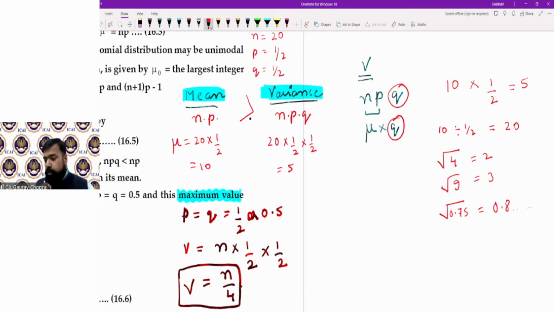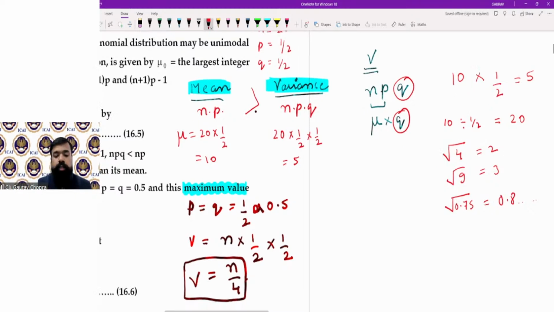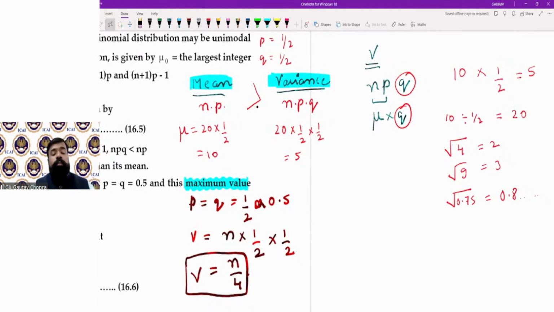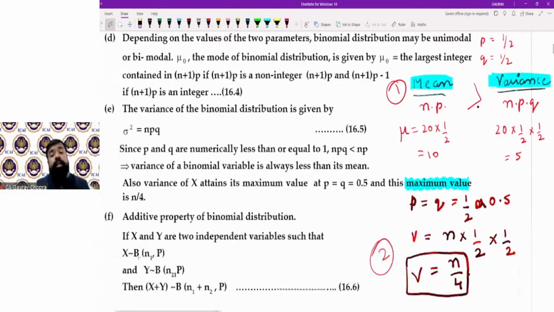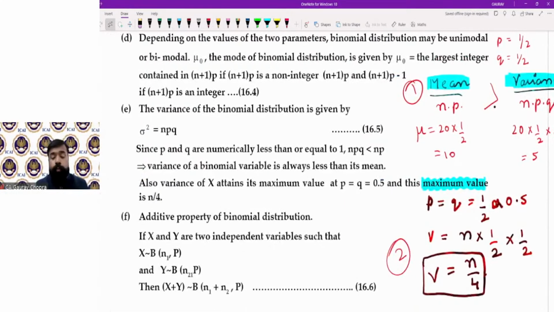Understood? So two points we have to remember here. One is mean is greater than variance, and second is the maximum value of variance. It will be n upon 4. And when will it happen? When p and q both are equal, that is 0.5.